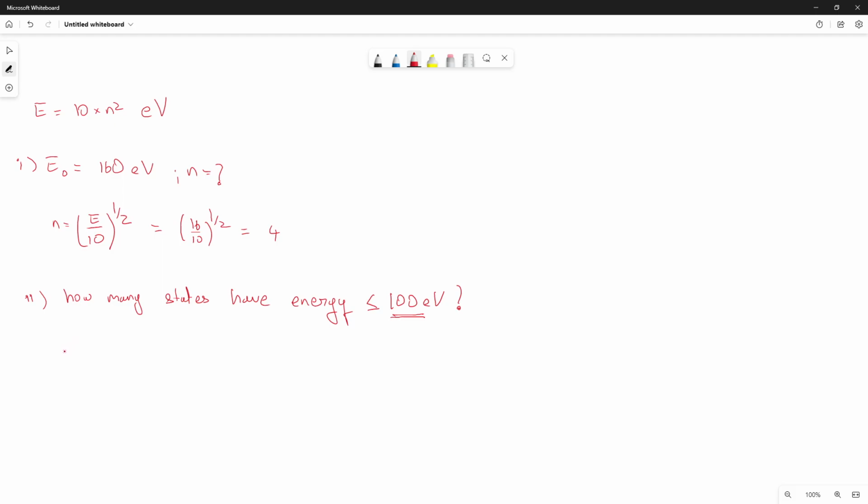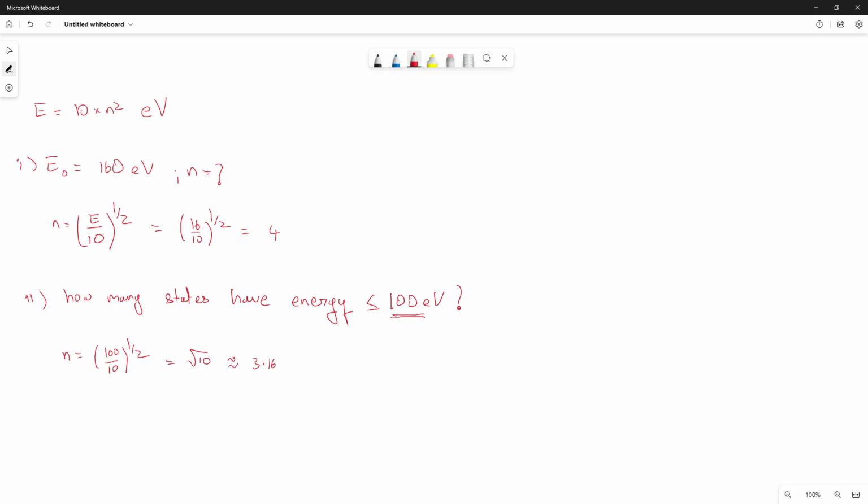So first, I want to find out what the value of n corresponding to this energy is, if it at all exists. So I will say n is equal to the same formula, 100 eV divided by 10 eV per h-bar. So that is equal to what? Square root of 10. What is square root of 10? It is 3.16 something, approximately, right? Yes, sir. Okay.